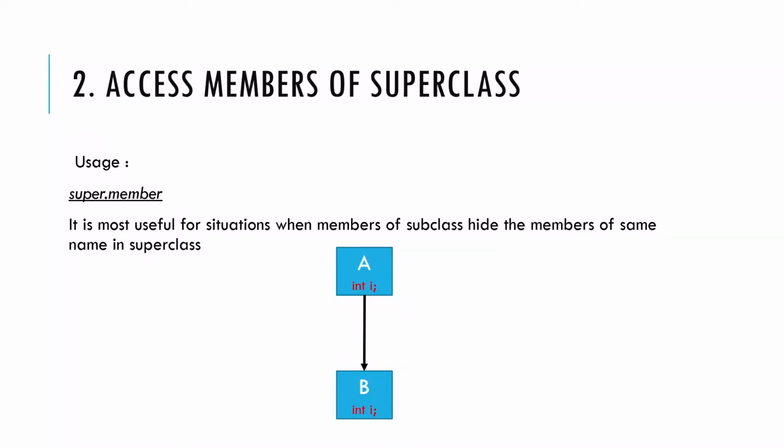The second usage of super is to access the members of superclass. It is most useful for the situation when the members of subclass hide the members of the same name in superclass. I have two classes A and B, where A is the superclass and B is the subclass. Both of them have same named variables I. So let's move to our program to see it in action.